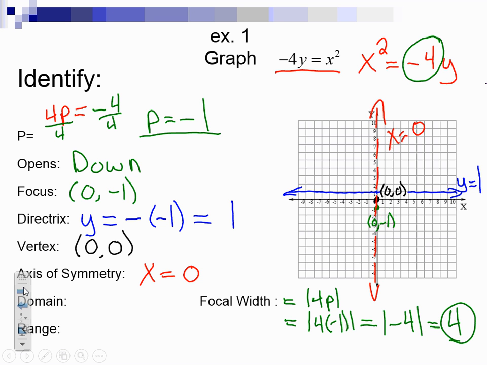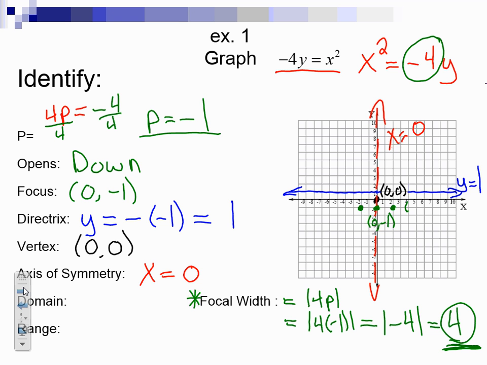Instead of going through and making a table, we're going to use this focus width right here. We know my width is 4, and it has to go through my focus point. My focus point is exactly in the center. So if it's 4, I need to go 2 spots to the right, and I need to go 2 spots to the left. And I have to label these points as well.